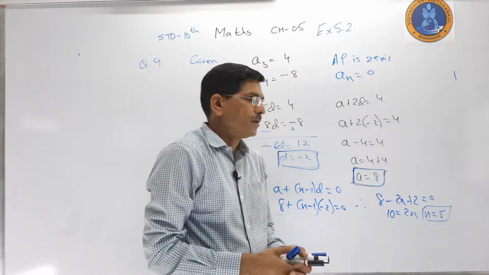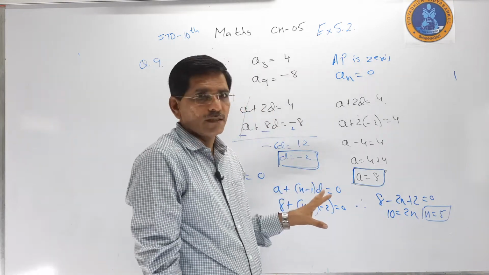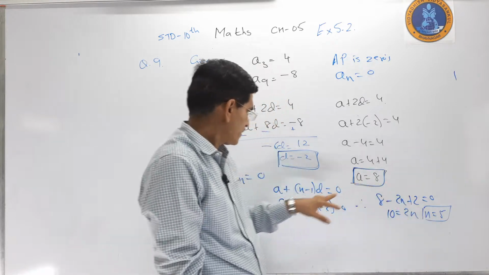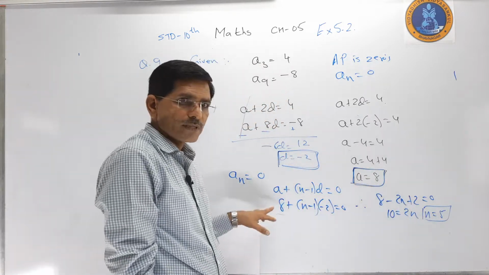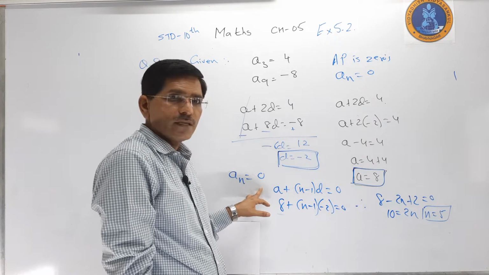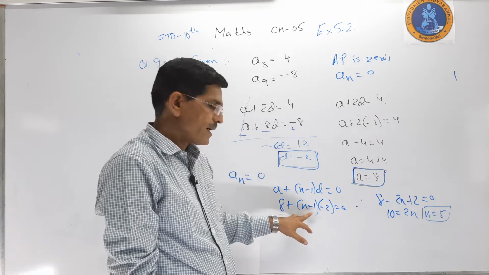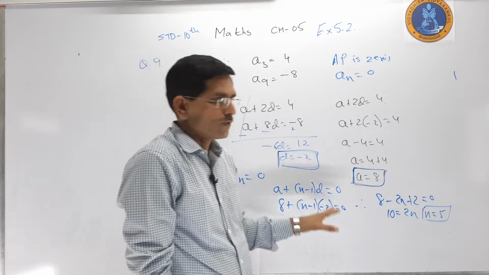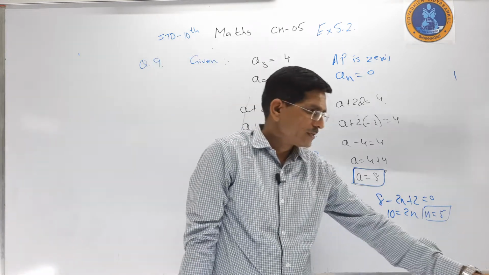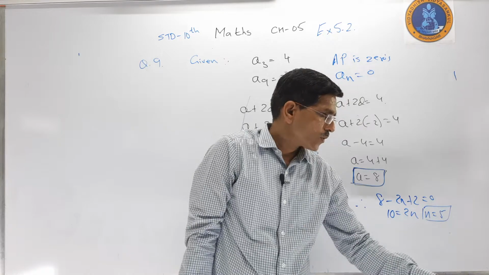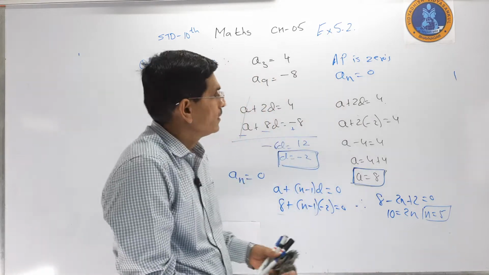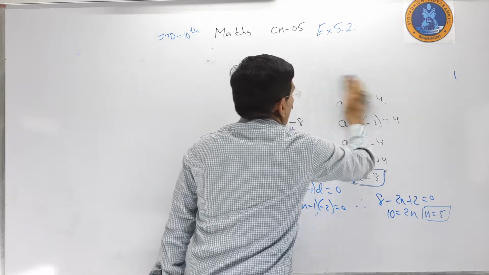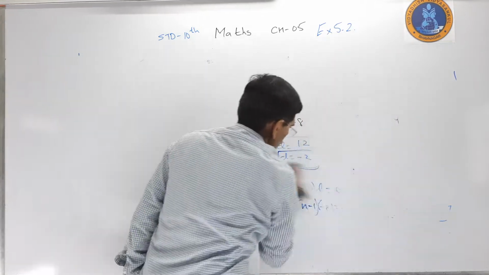Which term of the AP is 0? So if I put 5 here in the above equation, the value is 0. 5 ones are 5, 5 minus 1, so plus 8 minus 8, 0. So the fifth term of the AP is 0. Now question number 10. We have to find out the common difference.